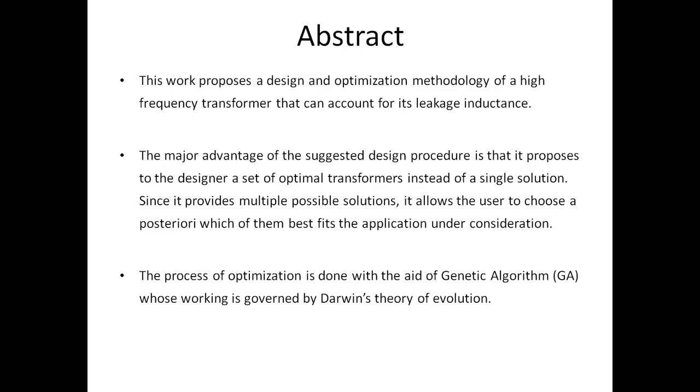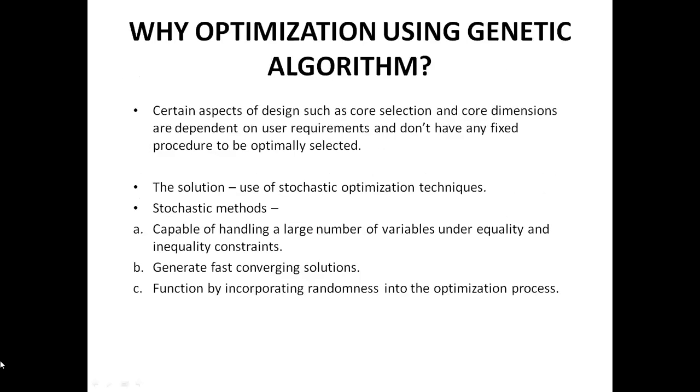The process of optimization is done with the aid of genetic algorithm, whose working is governed by Darwin's theory of evolution. Even in the case that the user wants to vary one or a few parameters, another optimized transformer or a set of optimized transformers for the new values can be obtained.